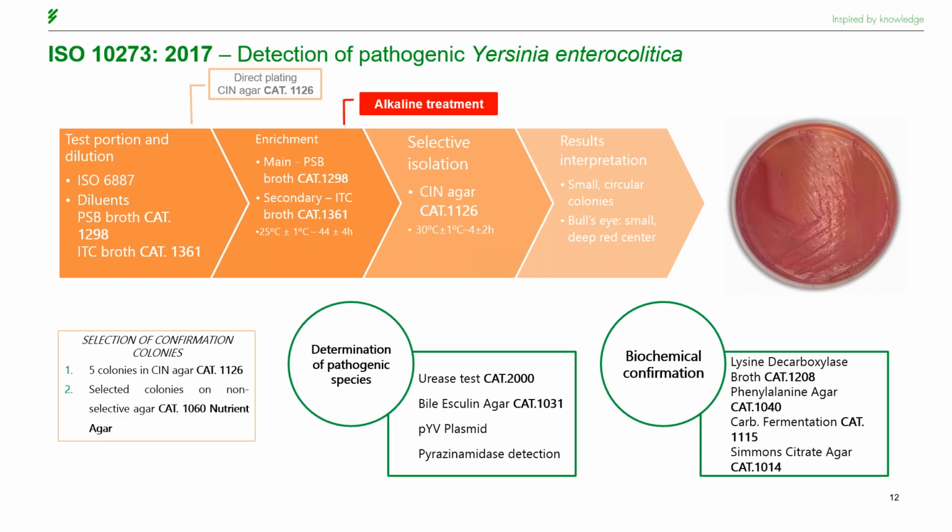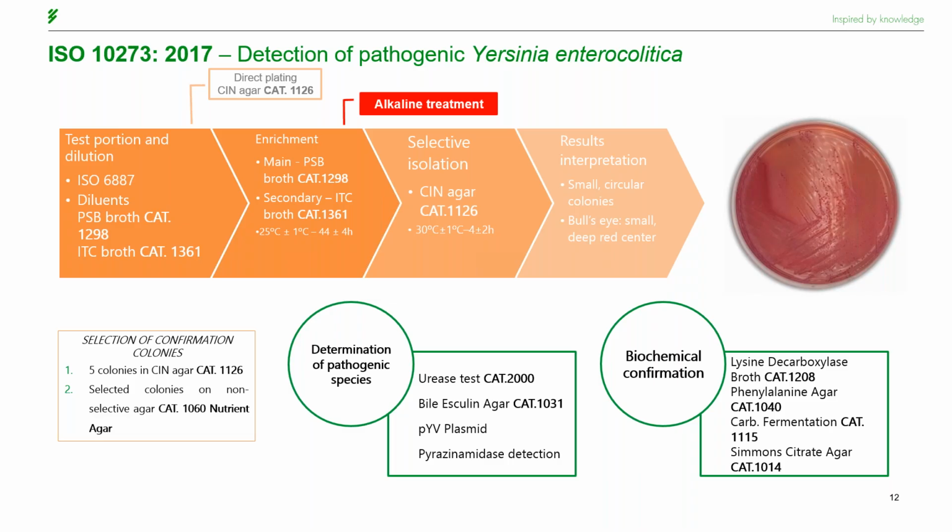These pure cultures are used for both the determination of pathogenic species and the biochemical confirmation. For the determination of pathogenic species of Yersinia, we have assays for the detection of urease, hydrolysis of esculin, detection of the pYV virulence plasmid, and the detection of pyrazinamidase. A strain corresponding to Yersinia is considered pathogenic if it is positive for urease, negative for esculin and pyrazinamidase. Also, the presence of the pYV virulence plasmid is a strong indication of pathogenicity.